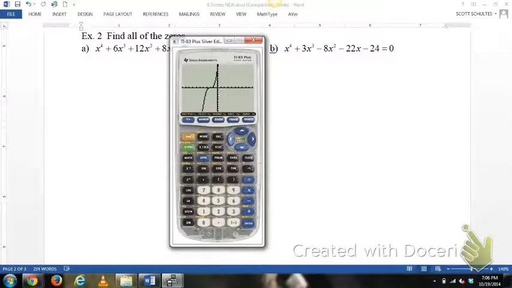And you should see the following. Now, what's interesting on this graph, to me, is it does look like it hits the x-axis, but in a very special way. It looks like that kiss and go.